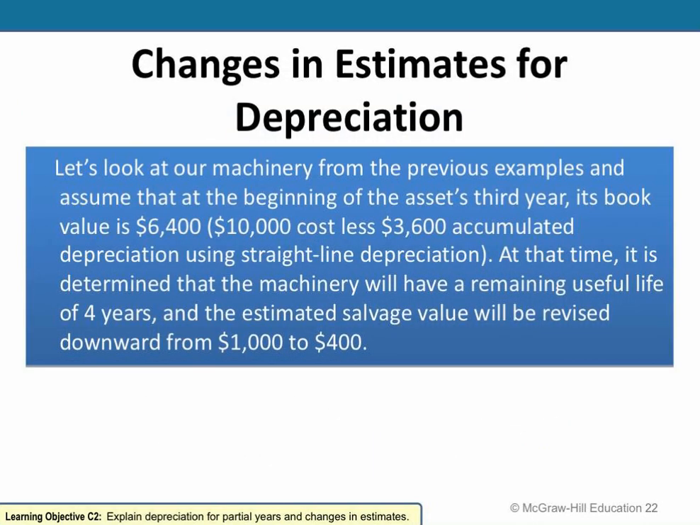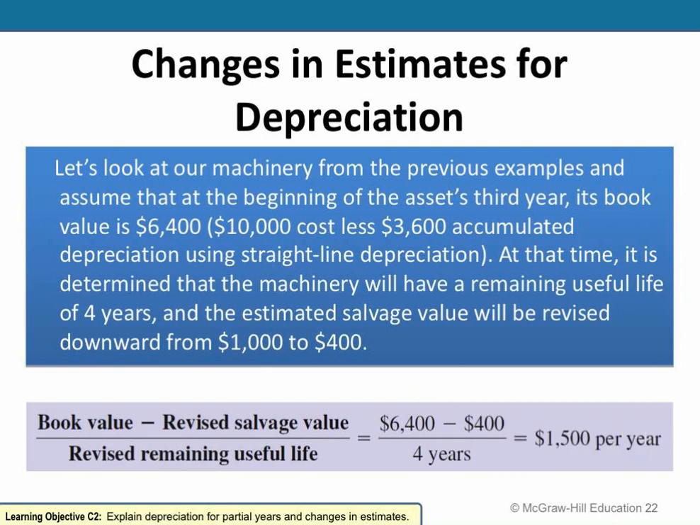Now, if we have a change, so let's say we get 2 years into it and we realize that instead of 3 years remaining, it's actually going to be 4 years of useful life remaining, and the salvage value, which maybe we thought was 1,000, looks like it's only going to be worth 400 because the value of the metals decreased or something along those lines.